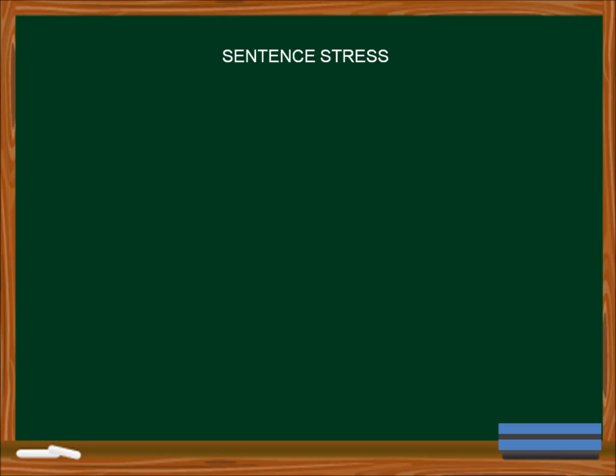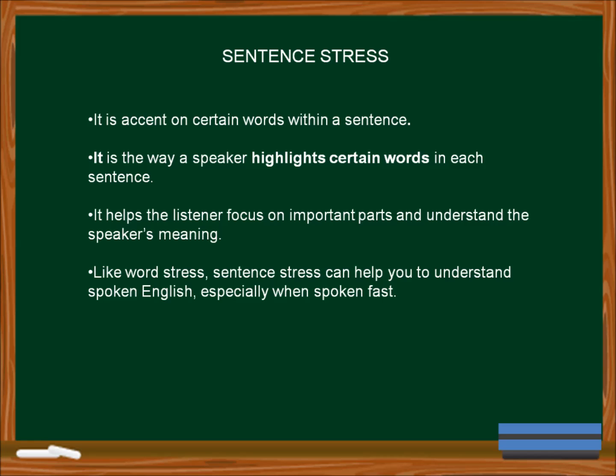Today's class is about sentence stress. That is, accented on certain words within a sentence. It is the way a speaker highlights certain words in each sentence. It helps the listener focus on important parts and understand the speaker's meaning. Sentence stress is the music of spoken English.